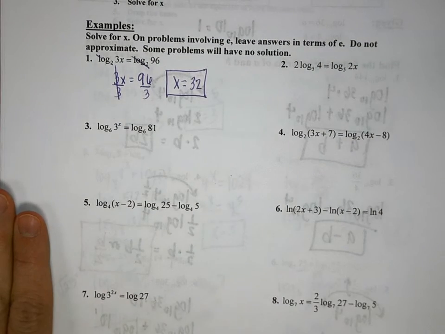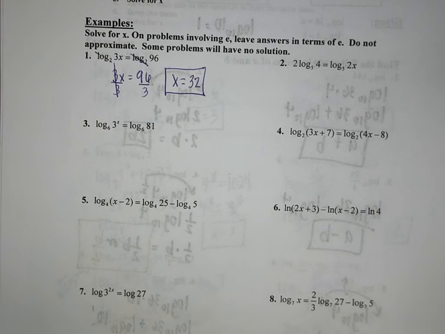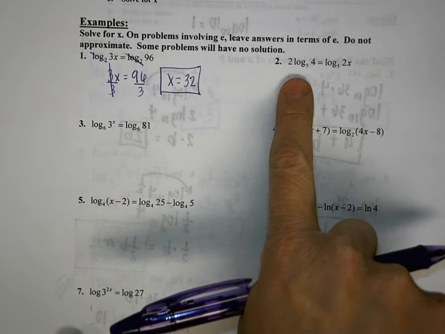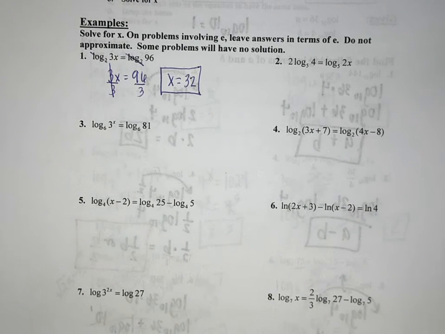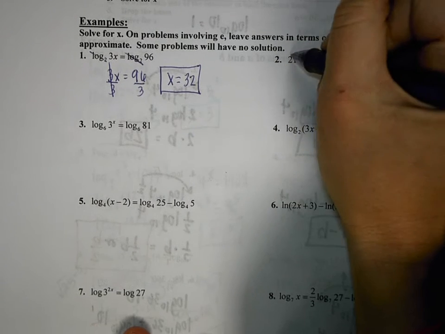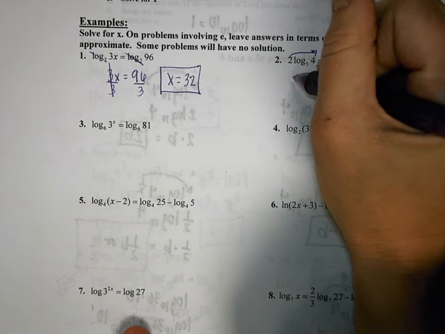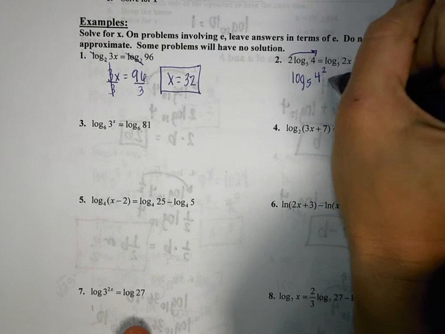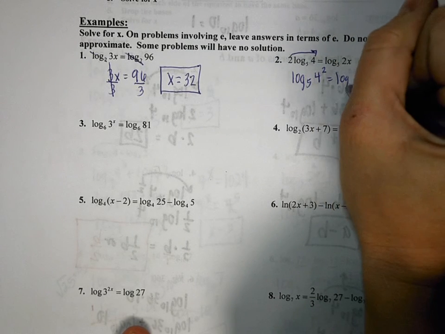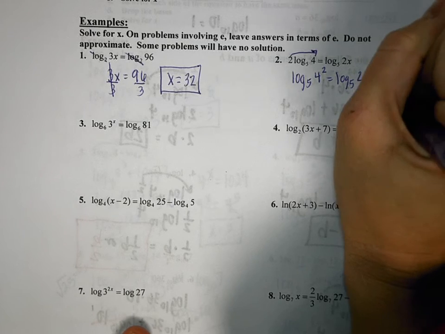Okay. Now, example 2, you need it to be a single log. So that means you can't have that 2 in front. So what can I do with that 2? If I don't want it in front, I can move it to make it an exponent. So we're going to move this 2 up here. So I have log base 5 of 4 to the second power equals log base 5 of 2x.